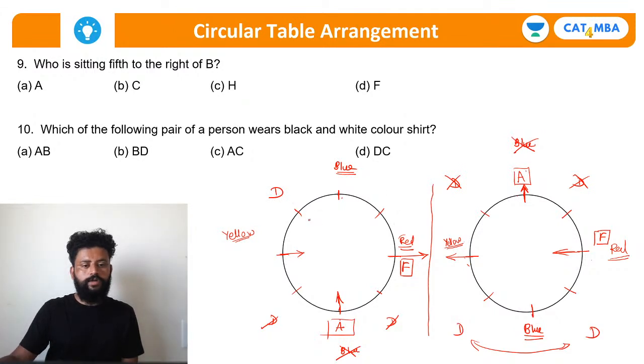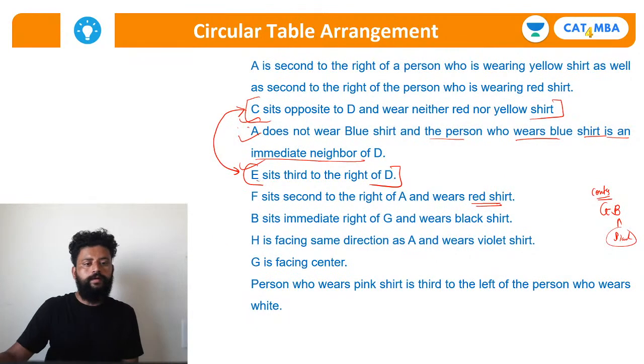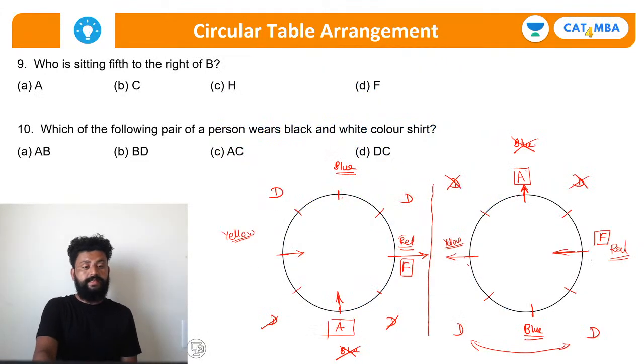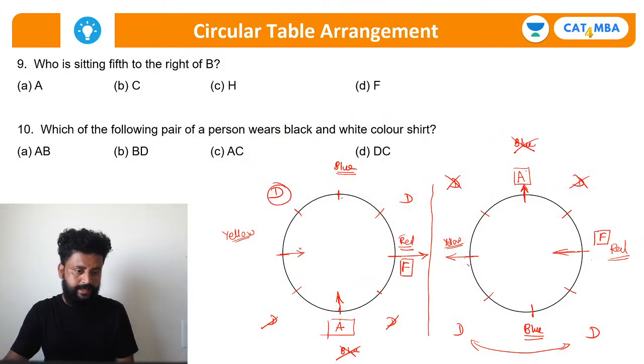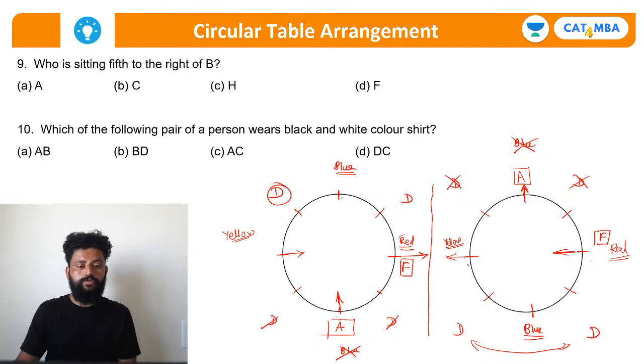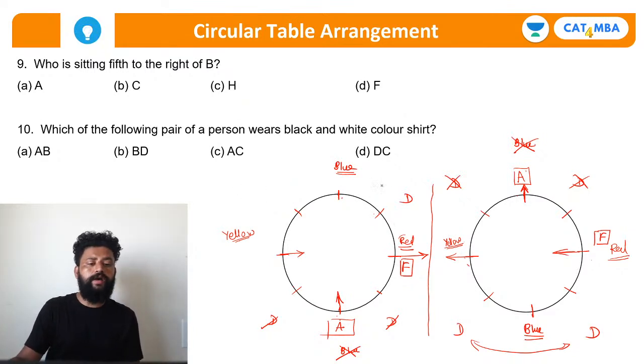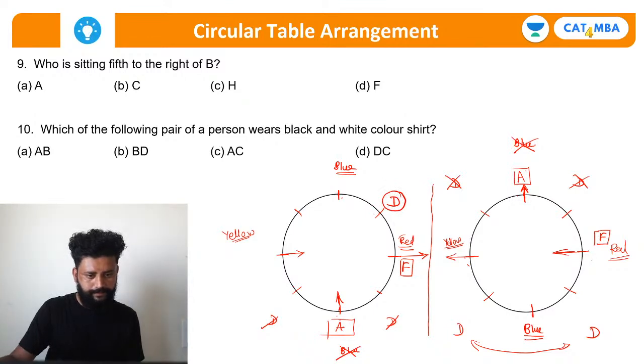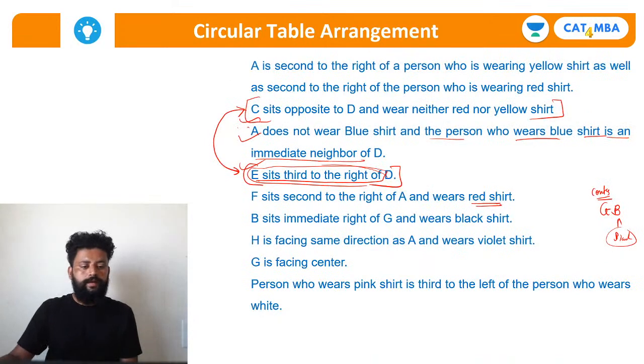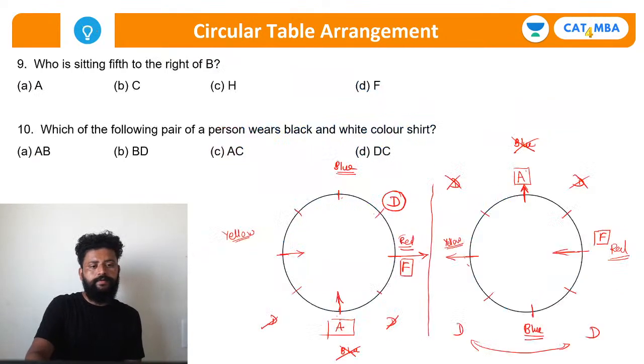One more thing, if this is D, E sits third to the right of D, facing, but for sure the third place from D must be empty. So if you take this possibility, 1, 2, 3, this is facing the center. If it's facing outside, 1, 2, 3, it's not possible to have it here. So if this is the case, this person must be, he sits opposite to D.